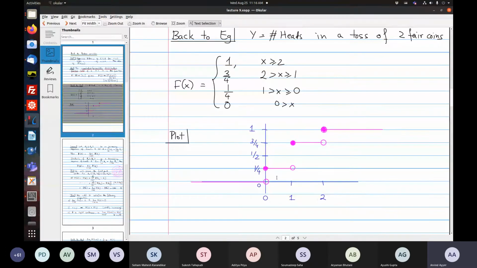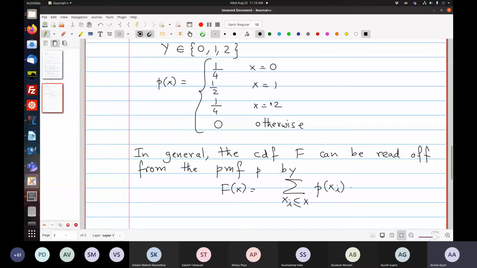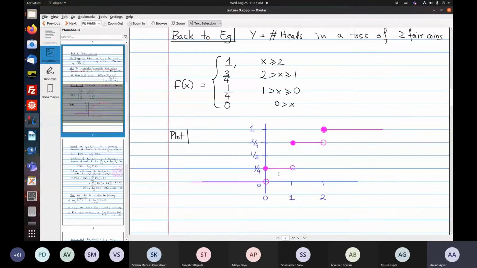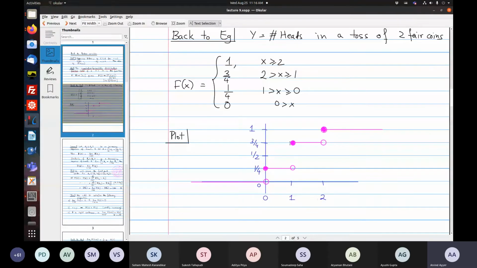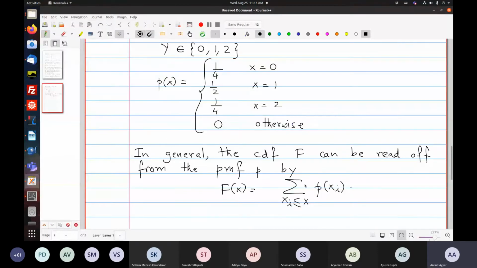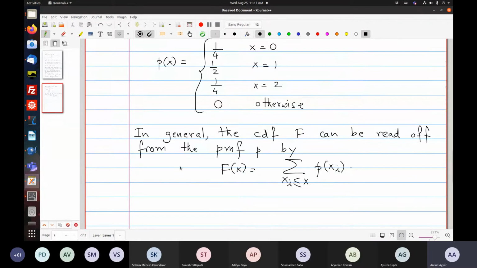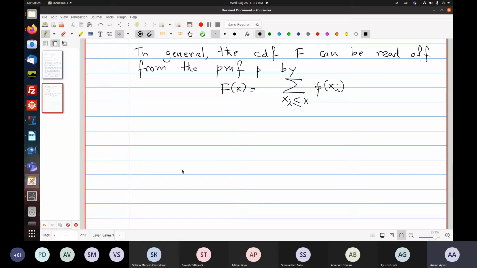So for any value here, say half, I pick all the values which are less than half. There's only one, so the value at this point half is 1/4, as it checks out. And if you want the value at 1, you have to take all the values which are less than or equal to 1, so in this case 0 and 1, and you sum these values. So it's half plus 1/4, which is 3/4, and that's what it is. Okay, so like that. And I leave it to you to figure out how to read off the PMF from the CDF, given that it's a discrete random variable.